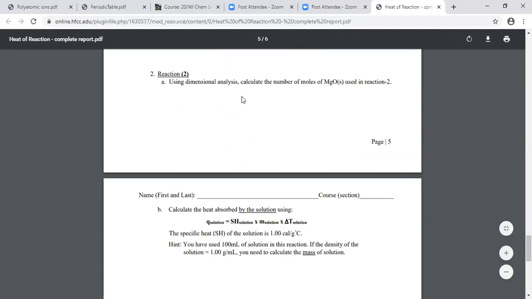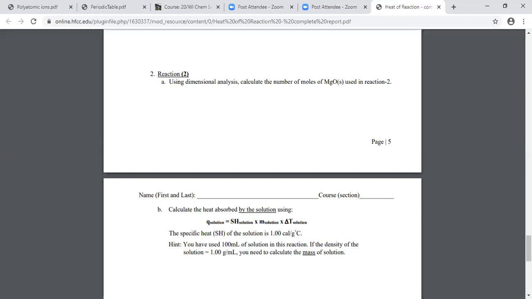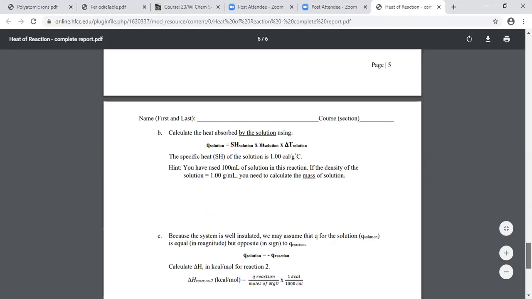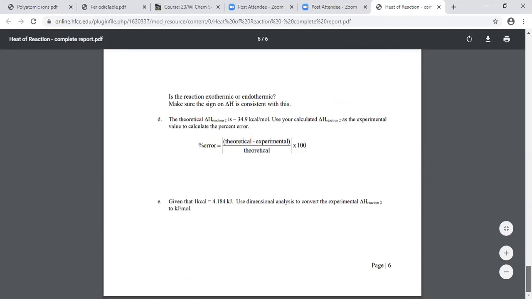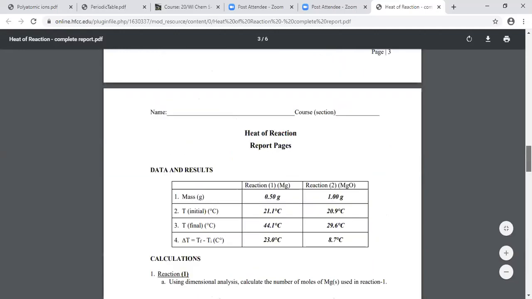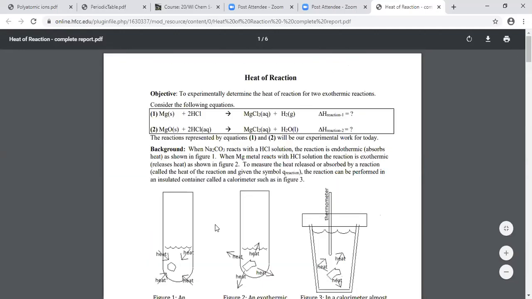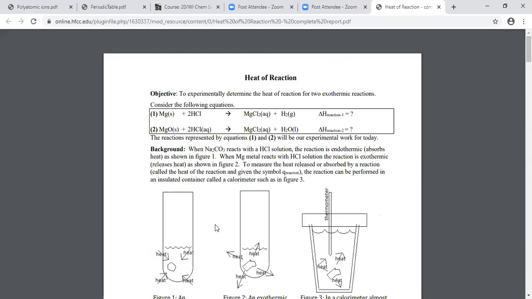So now you're doing the same thing, dimensional analysis, calculating the number of moles of magnesium oxide. You take the grams used, multiply by the molar mass from the periodic table, and convert to moles. Same steps as the other experiment, so we're just doing it with both experiments. I'm going to pause this for a minute, and then we're going to go over to the whiteboard and I will show you just a couple tips.